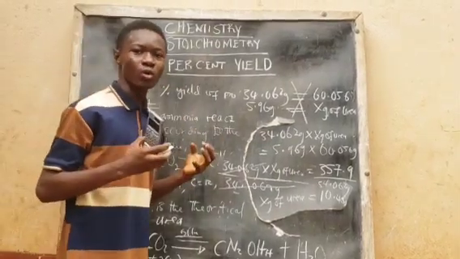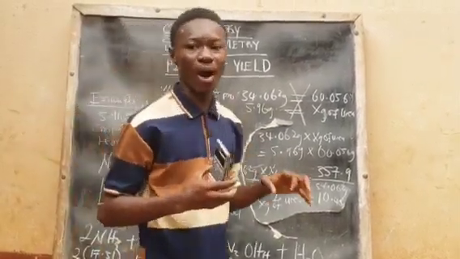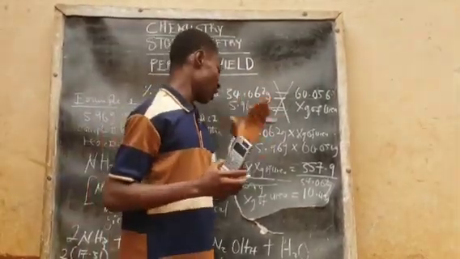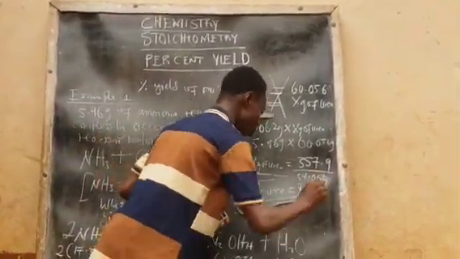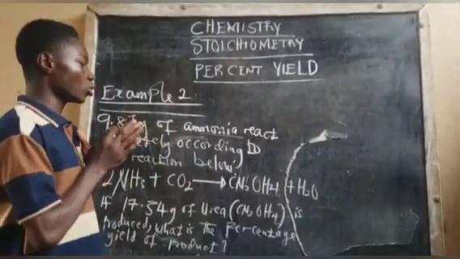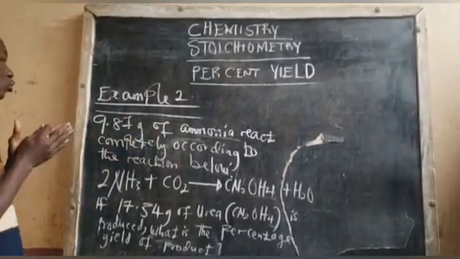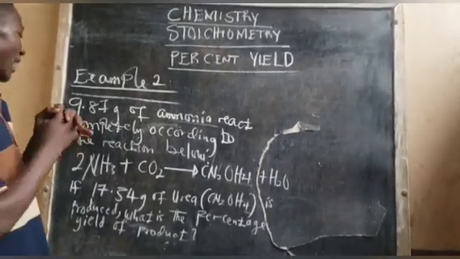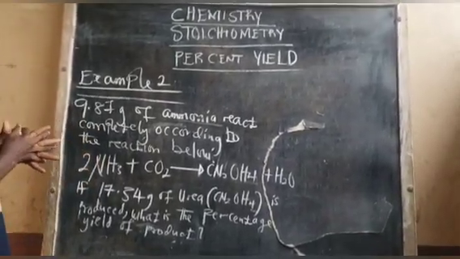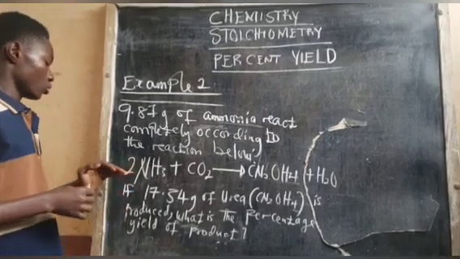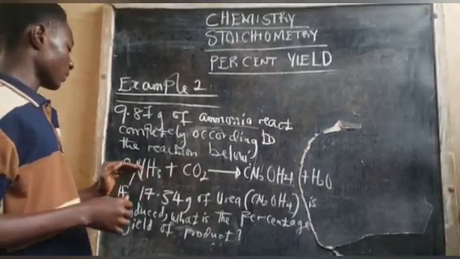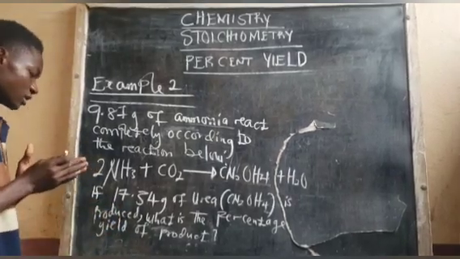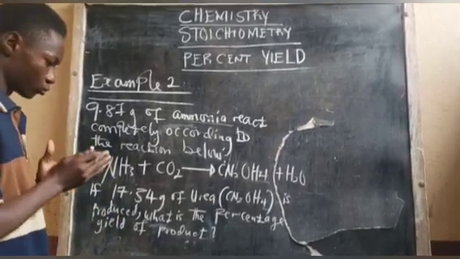Mind you, we say the theoretical yield is the maximum amount or mass of a product obtained from a balanced chemical reaction. So this is the theoretical yield for urea. Now let's consider our example 2, which says 9.87 gram of ammonia react completely according to the reaction below, if 17.34 gram of urea is produced. What is the percentage yield of product?